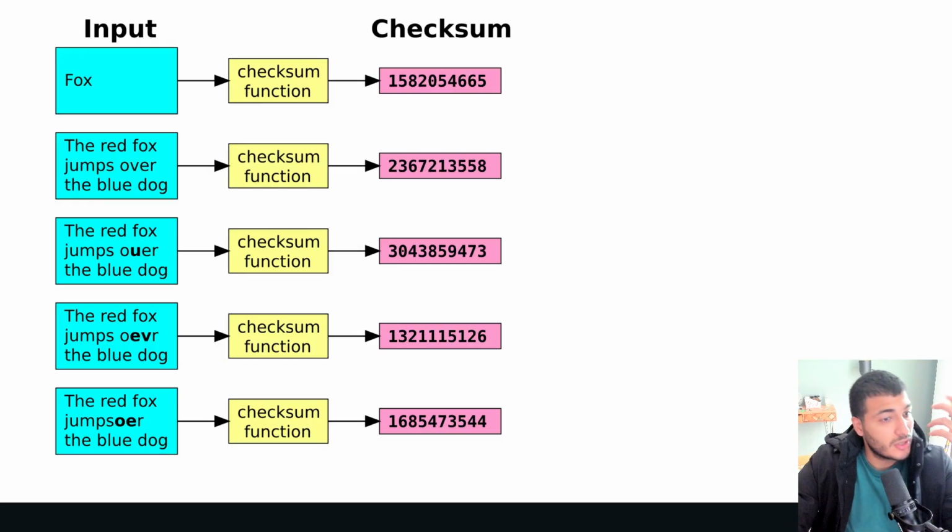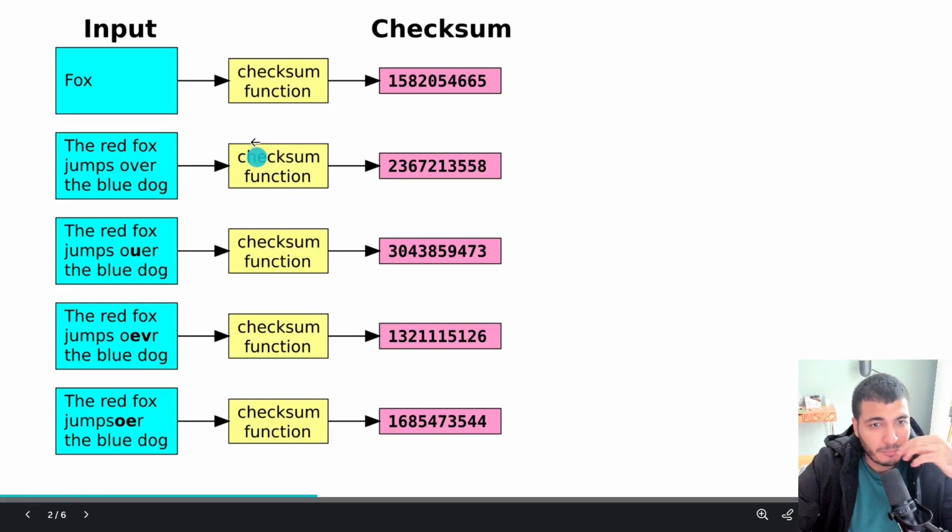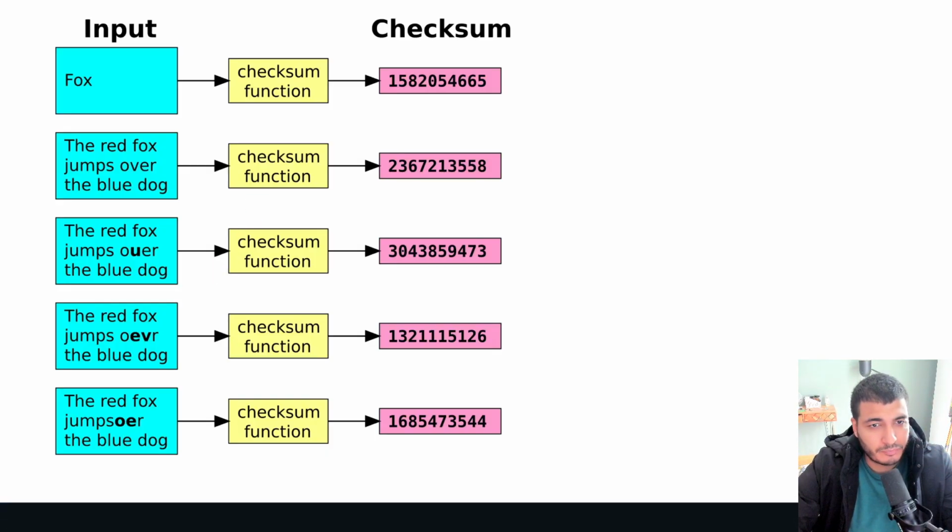Okay, let's try to understand the basic idea. Have a look at this example. So we have a sender or a writer. When data is sent or stored, a specific algorithm, which is the checksum algorithm, is applied to the original data to produce a checksum value. This checksum is then transmitted or stored along with the data.